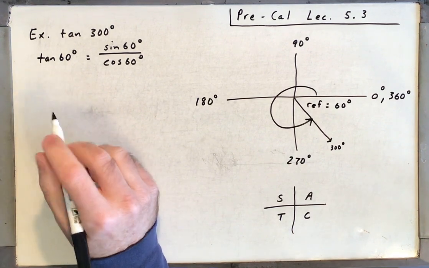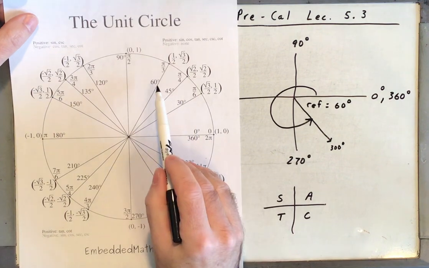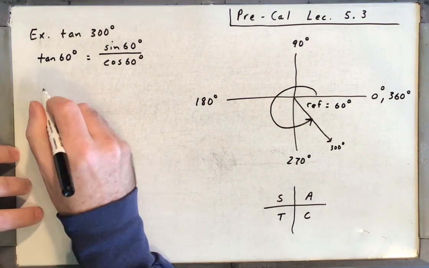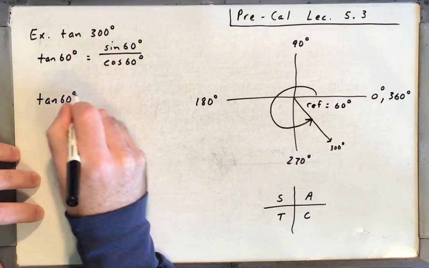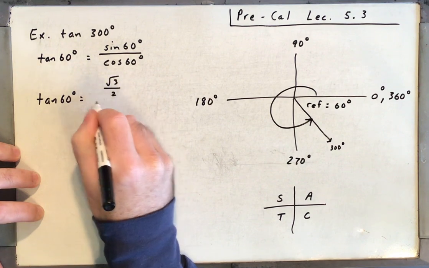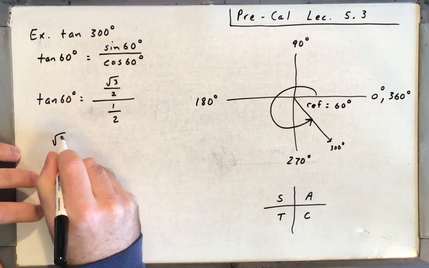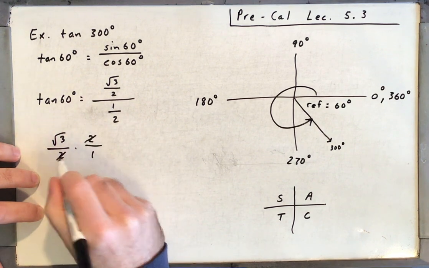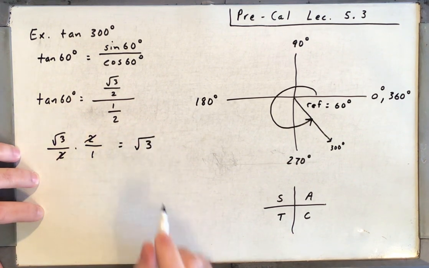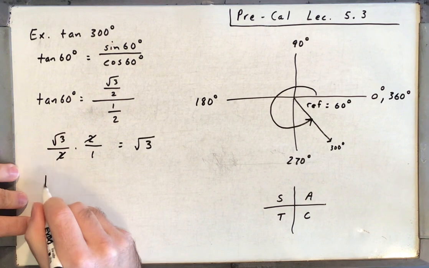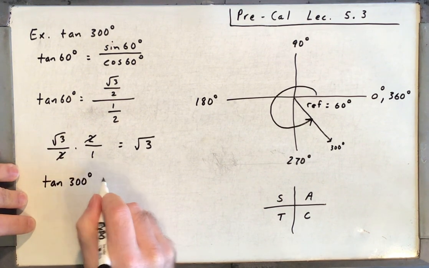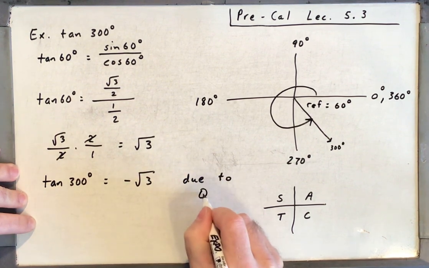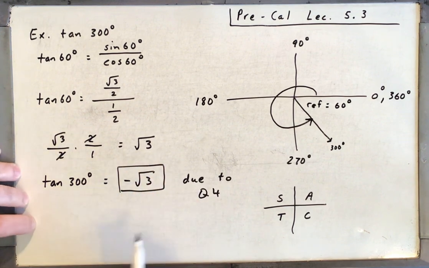All right, let's look at your unit circle. The sine of 60 degrees is root 3 over 2. The cosine is 1/2. So tangent of 60 degrees is root 3 over 2 divided by 1/2. So that's going to be square root of 3 over 2 times, if we flip the bottom fraction, 2 over 1. Those cancel, and you get the square root of 3. So we've already said it's going to be negative, so tangent of 300 degrees is going to be negative square root of 3 due to quadrant 4. Right, tangent is negative in quadrant 4.